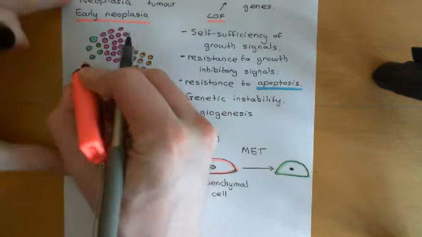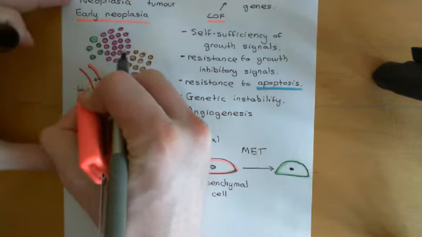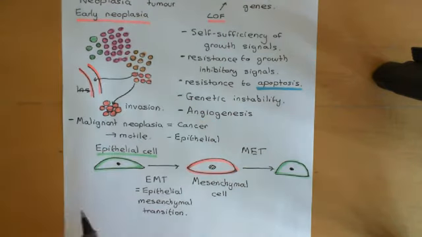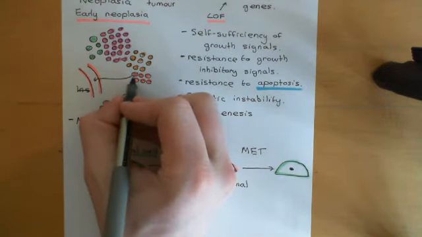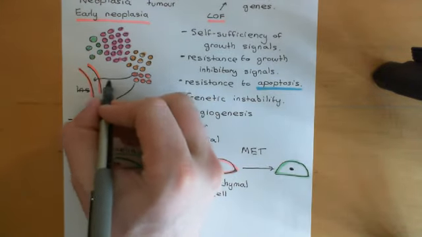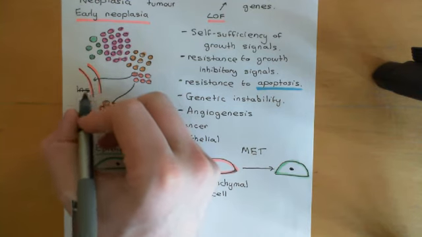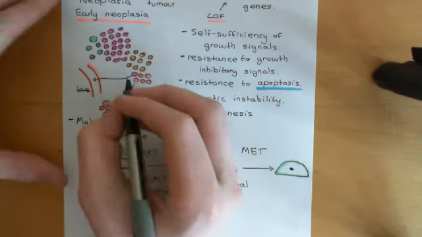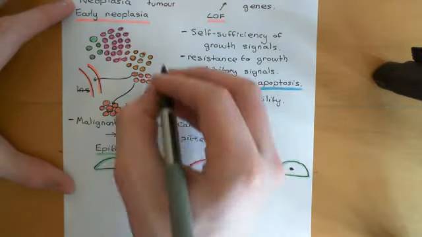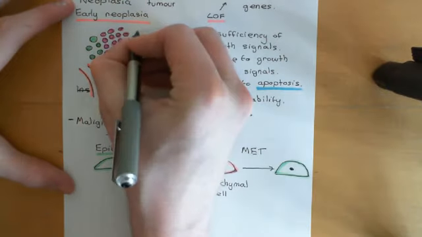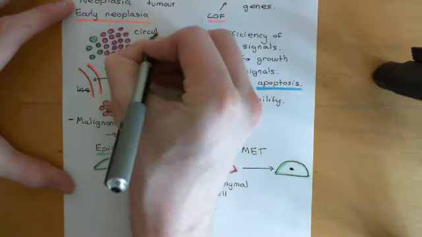So here now, let's say this is our blood vessel. What will happen is this cell will undergo epithelial mesenchymal transition. It will start moving, it will go into the bloodstream, and then it will start circulating in the bloodstream. Whilst it's circulating in the bloodstream, there's a special name for that. They're known as circulating tumour cells.